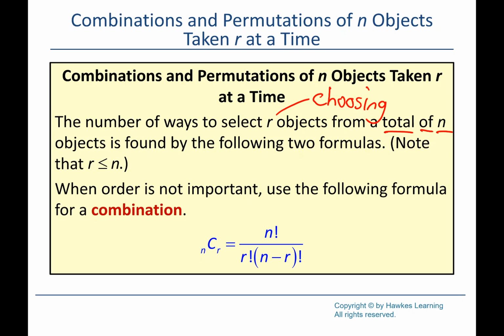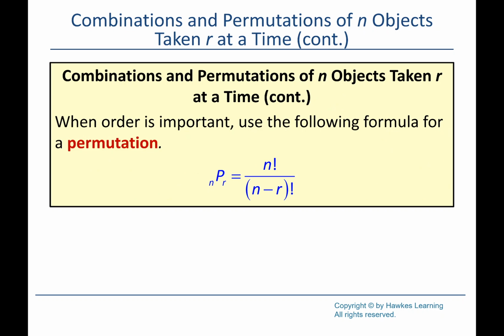Okay. If we're doing permutations, where order does matter, our formula is similar, but a little bit different. Here it's the same thing: r is the ones we're choosing, n is the total. So if order does matter, we've just got n factorial on the top, and then just n minus r factorial on the bottom. So permutations doesn't have the other r factorial.